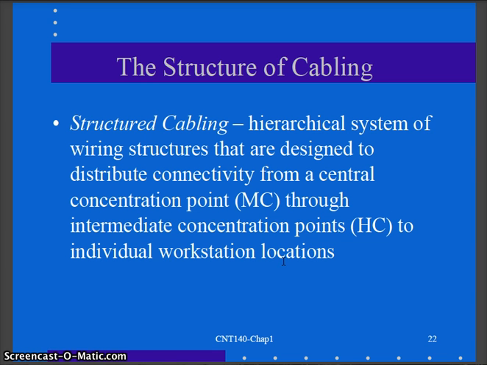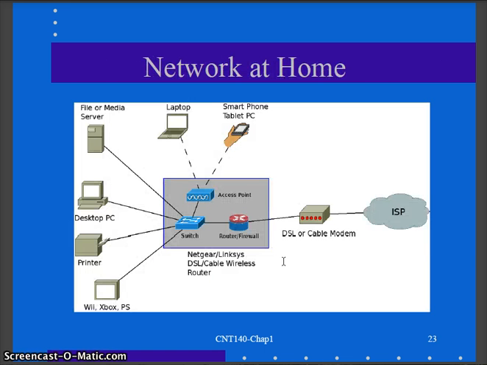Next part of the chapter, they move on to the structure of cabling. First part, they say structured cabling is a hierarchical system of wiring structures designed to distribute connectivity from a central point out through intermediate points to workstation locations. Well, if I look at my home network, this is what I have at home. So let's start with what we know, and we'll build into a commercial building.